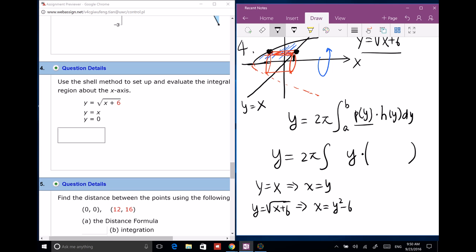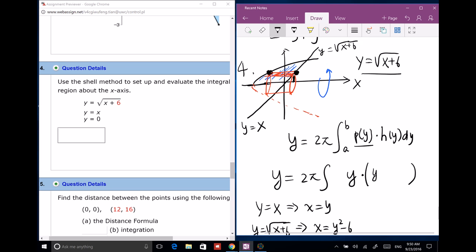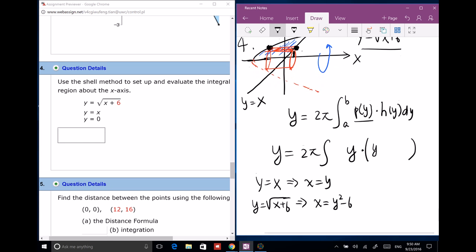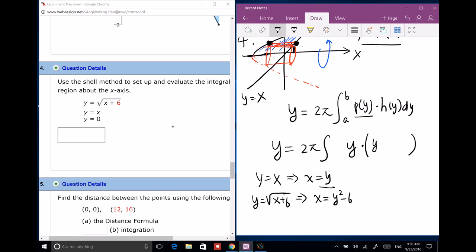I think that's how you do that. And then you have y, subtract, because the linear function is on the right hand side. Its x is bigger than the root function's x. So you use the linear function x minus the root function x. So you have y minus the other x: y minus y squared minus 6, which is plus 6, and then dy.